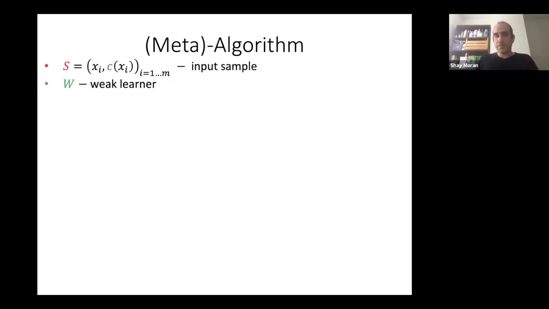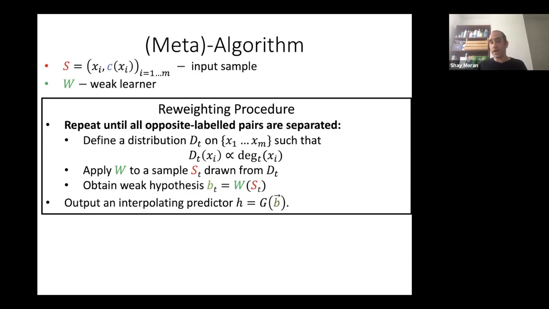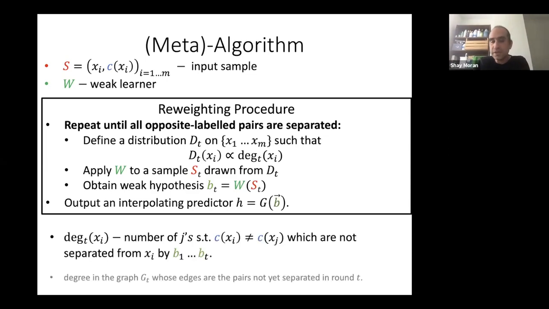Remember that we have this input sample and we have Oracle access to our weak learner. What we do is repeat until all opposite labeled pairs are separated, until this condition is satisfied. Similar to other boosting algorithms, we define a distribution DT on the examples such that DT of xi is proportional to the degree of xi. Now, what is the degree of xi? This is the crucial definition here. The degree of xi is the number of other examples j that have different labels, so we want to separate them from xi, but they are not yet separated by the hypothesis produced thus far.